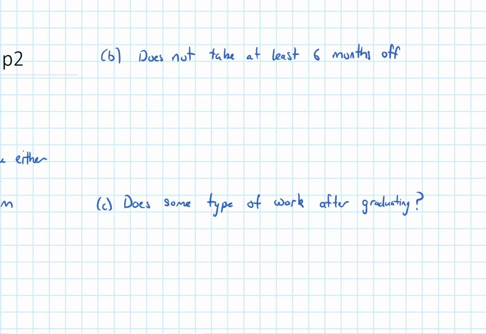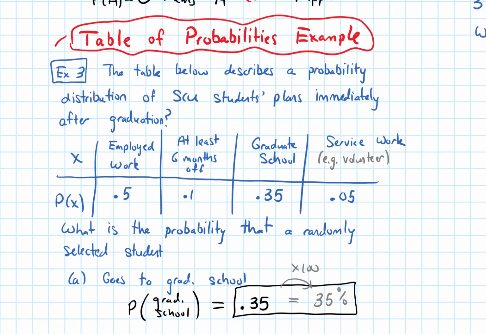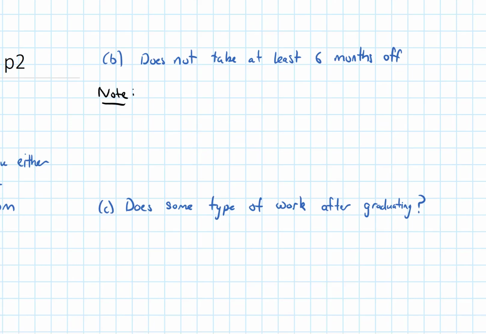Part B of this question asks, what's the probability that a randomly selected student does not take at least 6 months off? I want to note a key fact about this. If we go back to the table, it tells us the probability that a student does take at least 6 months off, and that's 0.1. But this question is asking about the probability that they do not take at least 6 months off. So that's the complement of this event.